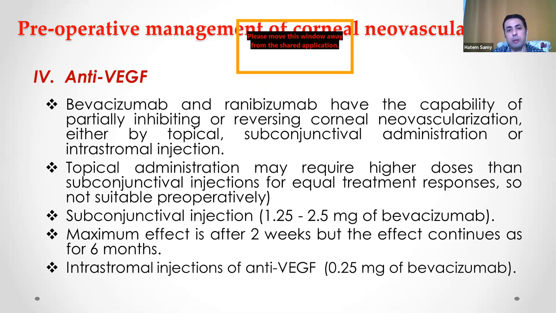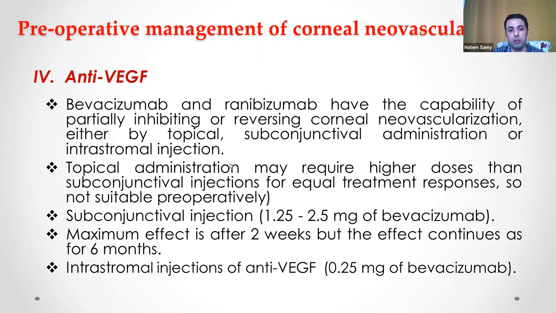Anti-VEGF, bevacizumab, ranibizumab can be used as topical, subconjunctival, or intrastromal injection. They have proved to be very effective in corneal neovascularization. Preoperatively, usually we use subconjunctival injection, 1.25 to 2.5 of bevacizumab injected in the quadrant of the new vessels. Maximum effect is after 2 weeks, which is very good preoperatively, but the effect continues for 6 months. Intrastromal injection has been tried by many surgeons at a dose of 0.25 milligram of bevacizumab.